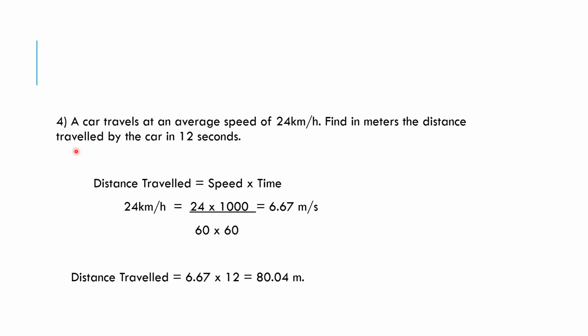Okay, let's have a look at the last question. A car travels at an average speed of 24 kilometers per hour. Find in meters the distance traveled by the car in 12 seconds. Now the distance traveled is speed into time. 24 kilometers per hour can be converted into meters per second. So 24 into 1000 over 3600, that is 6.67 meters per second. And distance traveled is speed into time. Speed is 6.67 and time is 12 seconds given. So that is 80.04 meters, which is the distance traveled in 12 seconds.